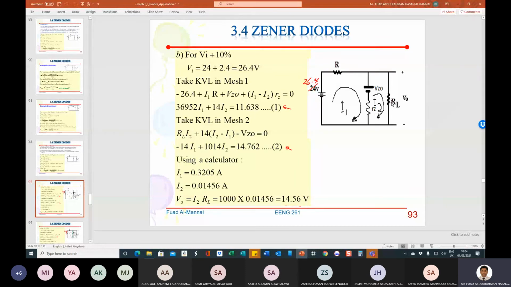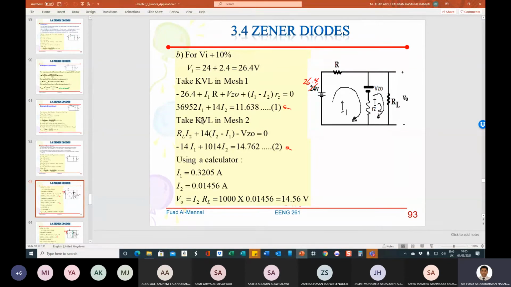I2 RL plus, plus what? Plus I1, which is the RZ, multiplied by I2 minus I1, bracket, minus VZO is equal to 0, and solve, and you will get this equation number 2. So you have two equations, two unknowns.